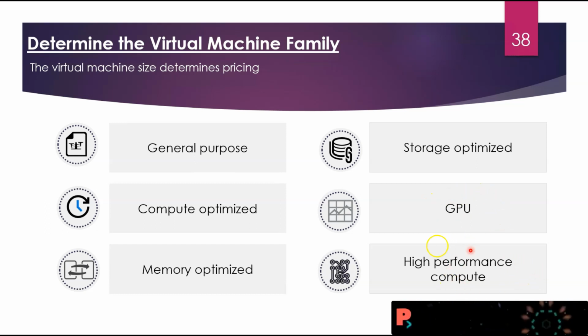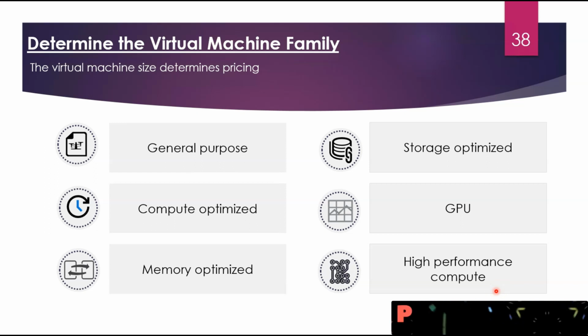And coming over to high performance compute, it has the fastest and most powerful CPU virtual machines with optional high input and output performance, even for your network and your storage, all of that. So these are highly performant computers that are available for you. These are the different types of virtual machines, or virtual machine families, that you have.